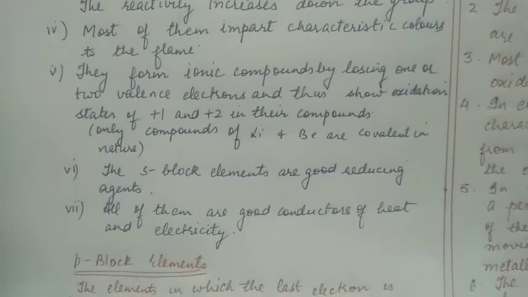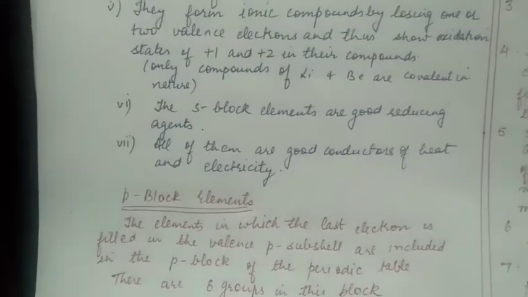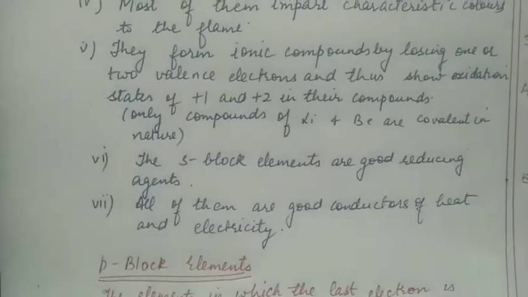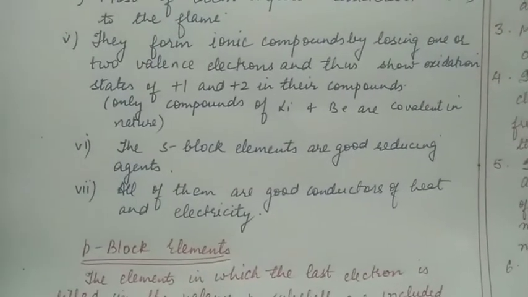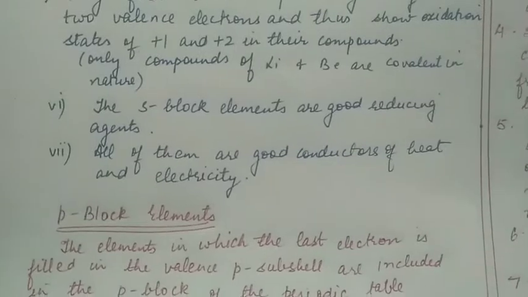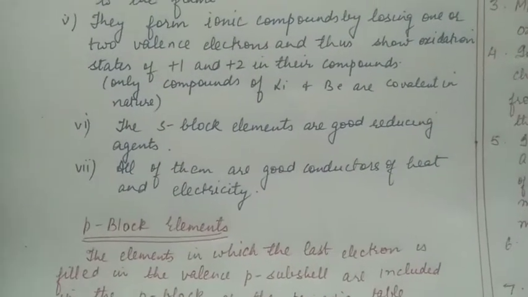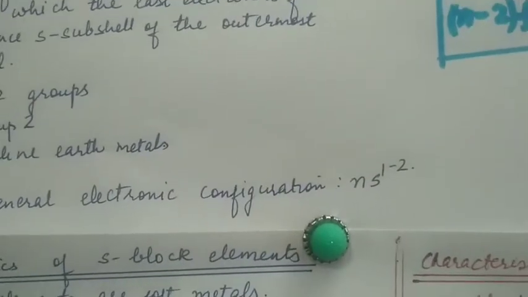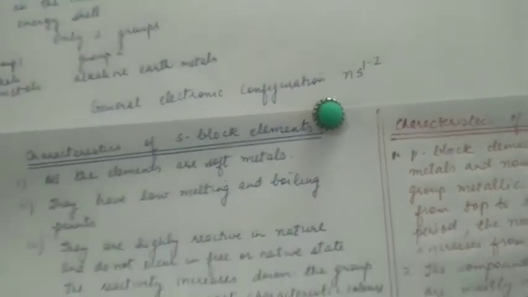They form ionic compounds by losing 1 or 2 valence electrons and thus show oxidation states of +1 and +2 in their compounds. Only compounds of lithium and beryllium are covalent in nature, others are ionic. The S block elements are good reducing agents. All of them are good conductors of heat and electricity. The general electronic configuration of S block elements is ns 1 to 2.